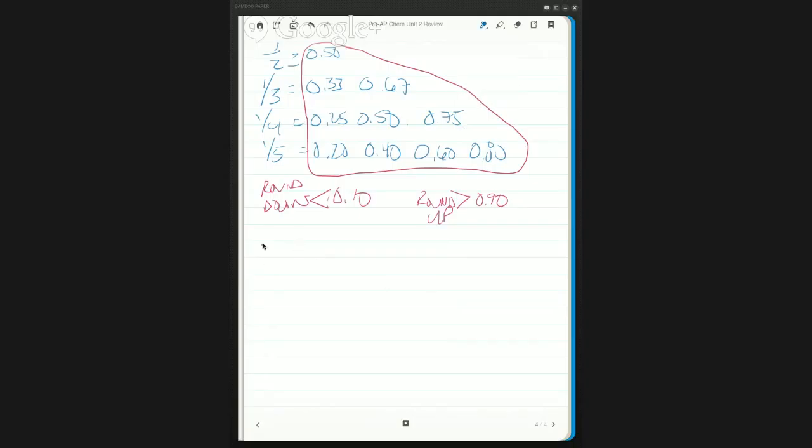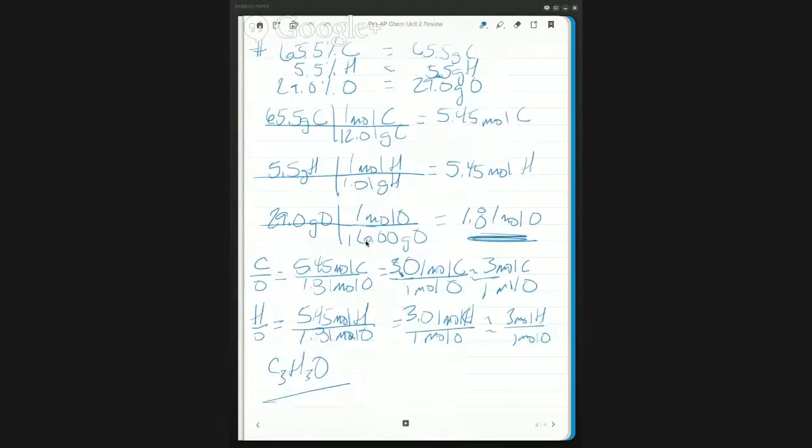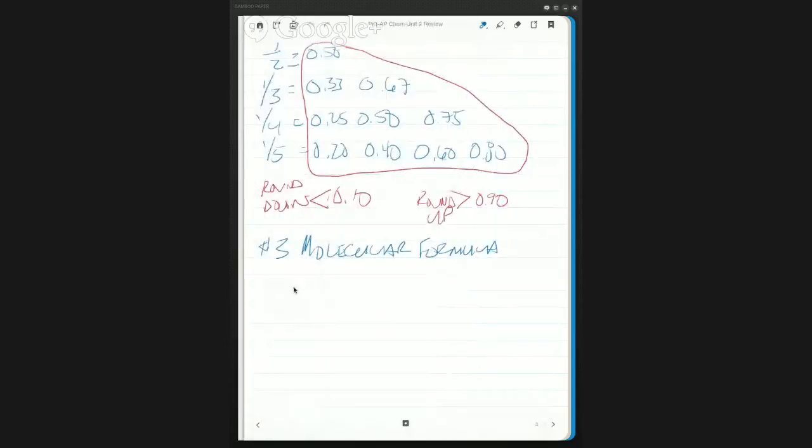the number 3. Number 3, molecular formula. Okay, let's say that you had done the same, you had been given this C3H3O, and they would say, what's the molecular formula of the compound if there are 110 grams per mole? If this is the molar mass of your compound, what is the molecular formula?